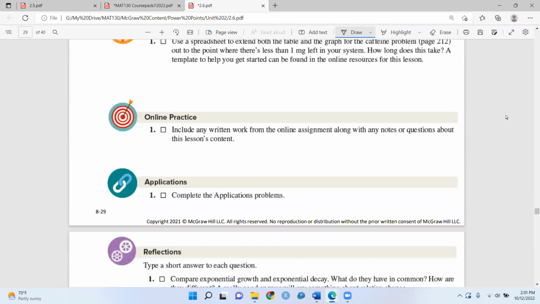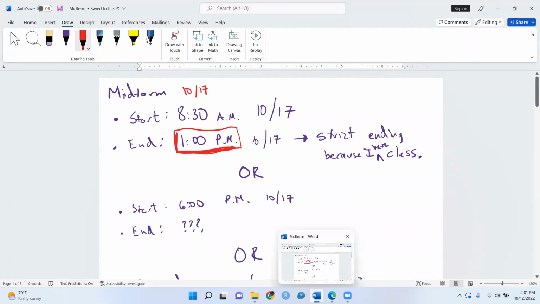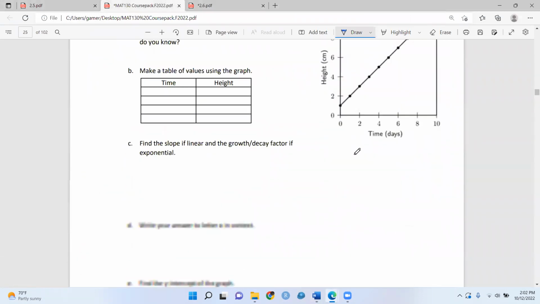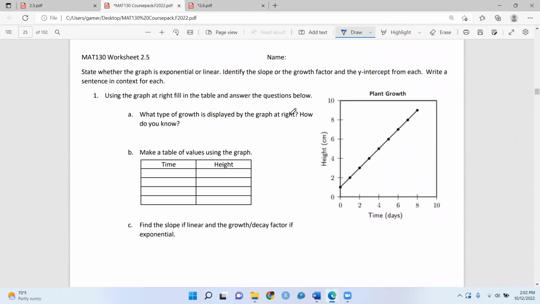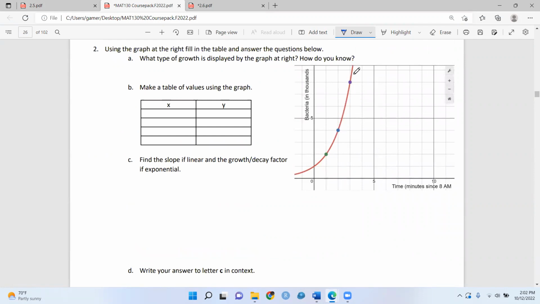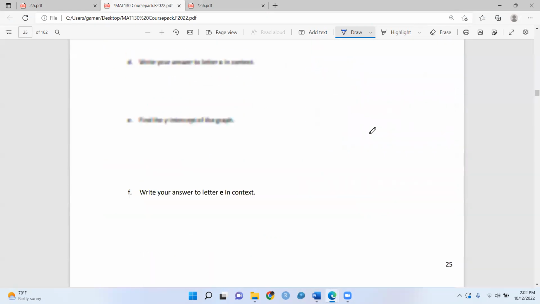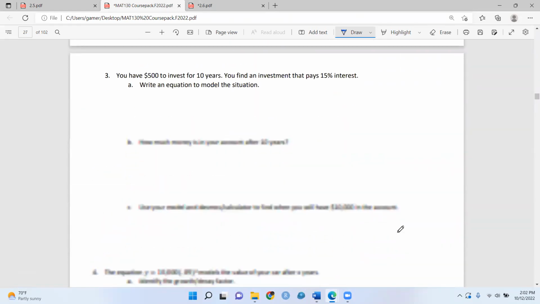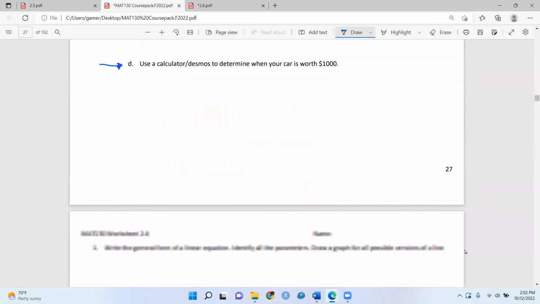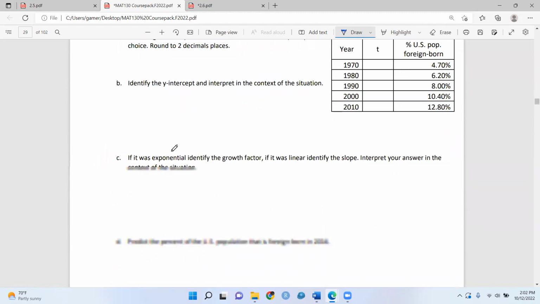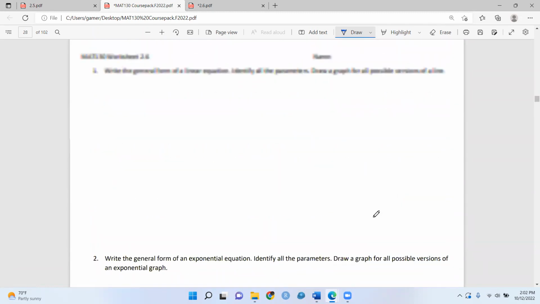Wow, we've done it. So let's take a look at the course pack now. What you can now do is all of the 2-5 worksheet. You've got this first side where you're identifying slope and growth or decay factors. Hopefully you see this is clearly exponential based on the graph, and this is clearly linear based on the graph. You should be able to go all the way to page 27. You're not really ready to do 2-6 yet, so don't worry about 2-6, even though that's what we've just done.